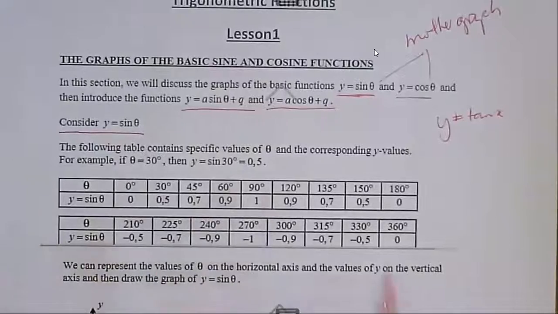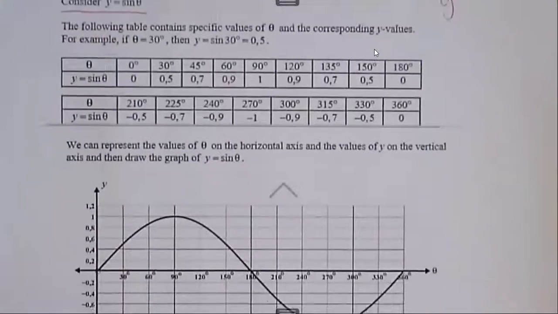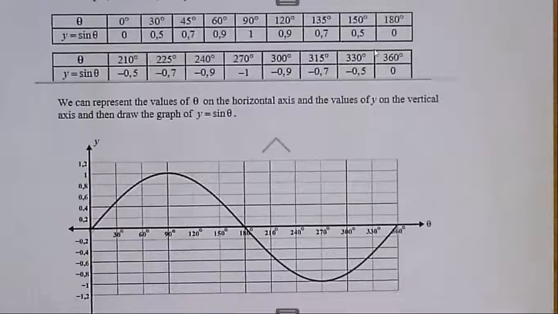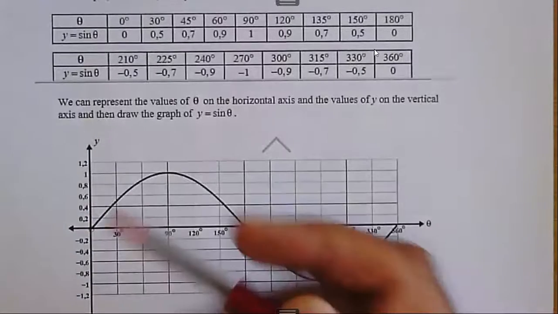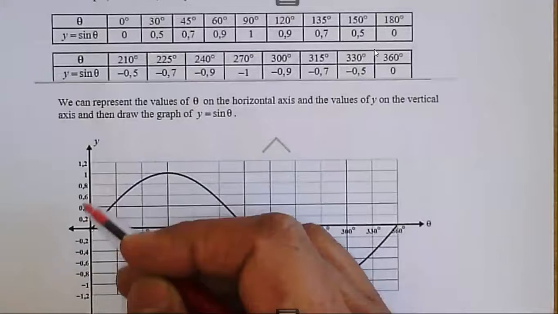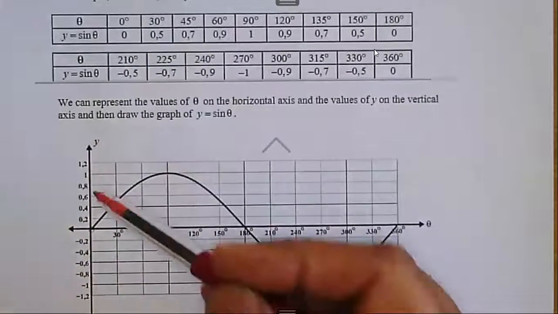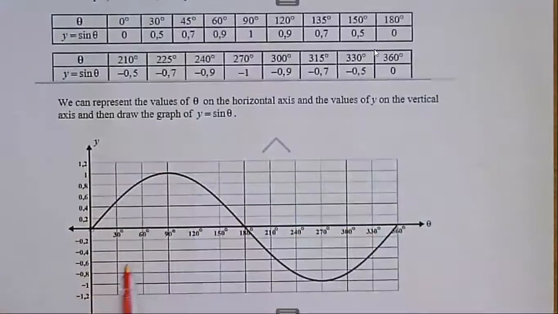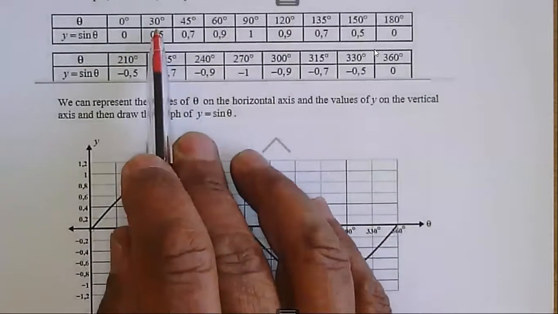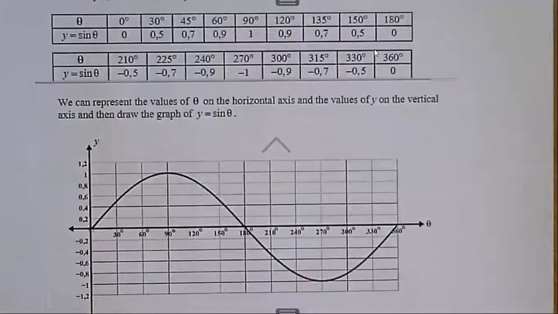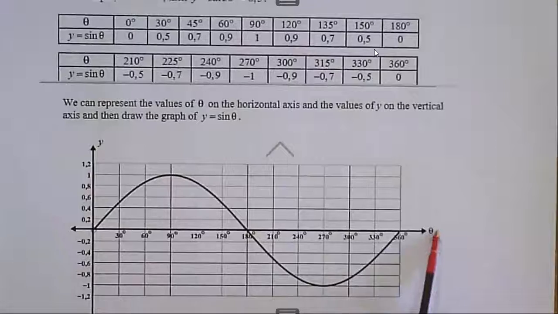So then you complete your tables, and then you prepare your grid. You draw your y-axis and your x-axis. Here you're going to mark off in decimals, because remember it is 0,5, 0,7, 0,9. So it's advisable to show decimals. And because we're working with 0, 30, 45, 60, 90, 120, right up to 180 degrees, you have to show the degrees on the x-axis. So this is your x-axis of theta, and that is your y-axis.